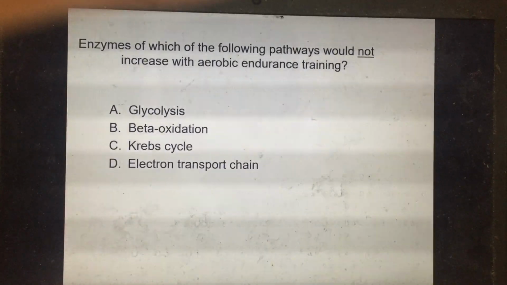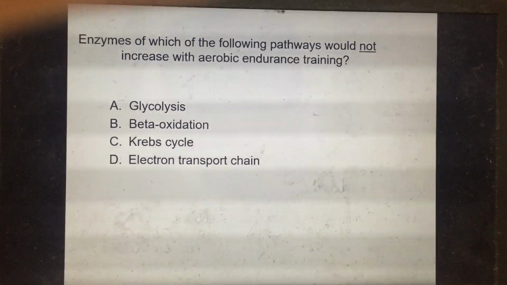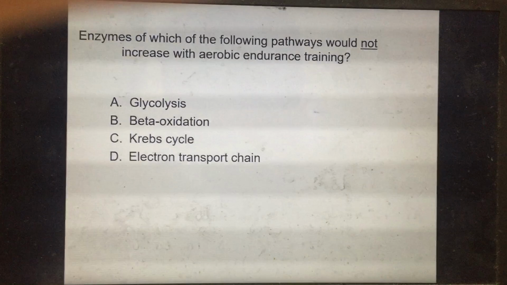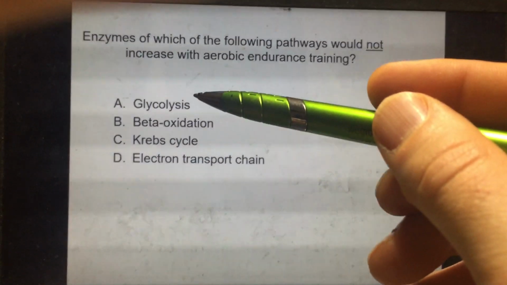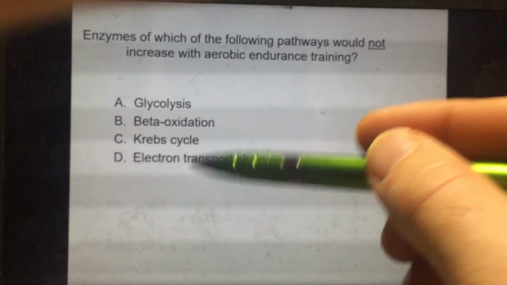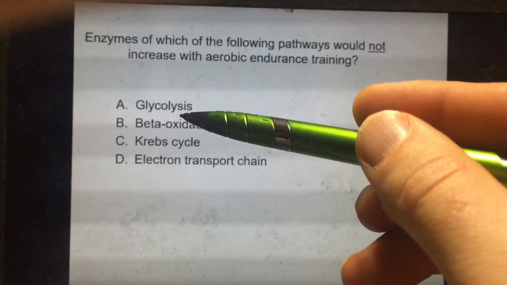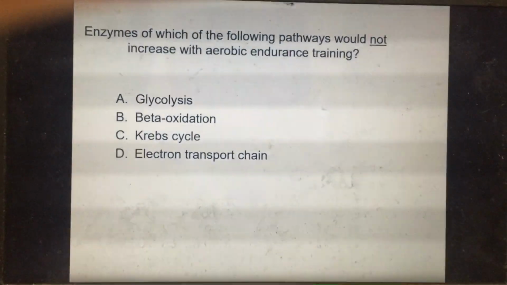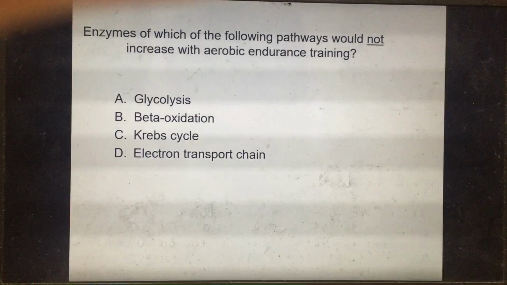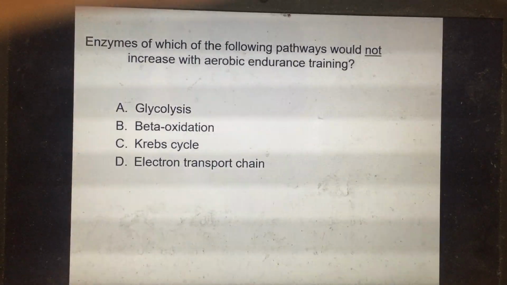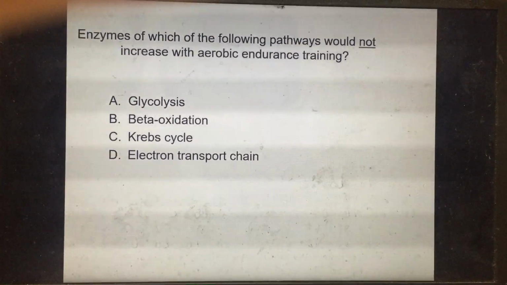Which of the enzymes of the following pathways would not increase with aerobic training? The correct answer here would be glycolysis. So this is the only metabolic pathway of these four that's located outside of the mitochondria. So all the other pathways would be enhanced with aerobic endurance training.